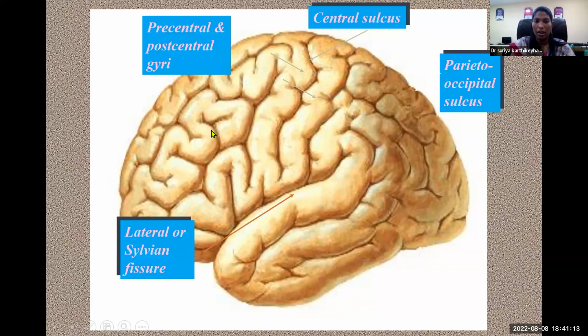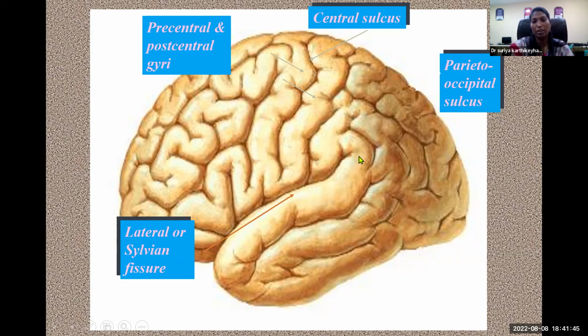We all know there are 4 lobes in the cerebrum. There is a frontal lobe, temporal lobe, parietal lobe, and occipital lobe. What are the 4 lobes? Frontal, parietal, temporal, and occipital lobe. That is different from the poles. We have a frontal pole, an occipital pole, and a temporal pole. What we are seeing is the central sulcus. This central sulcus will divide the frontal and the parietal lobe.